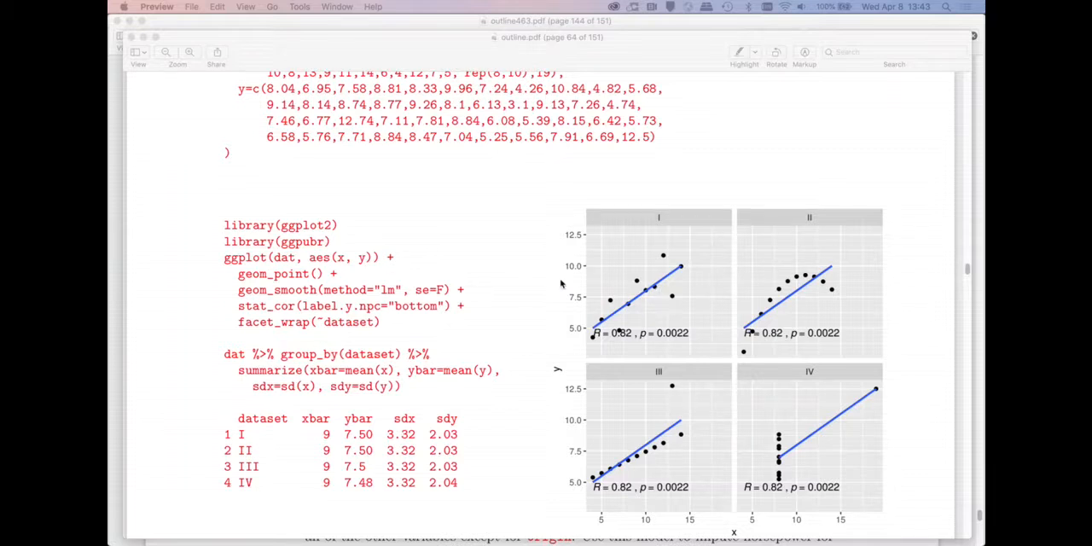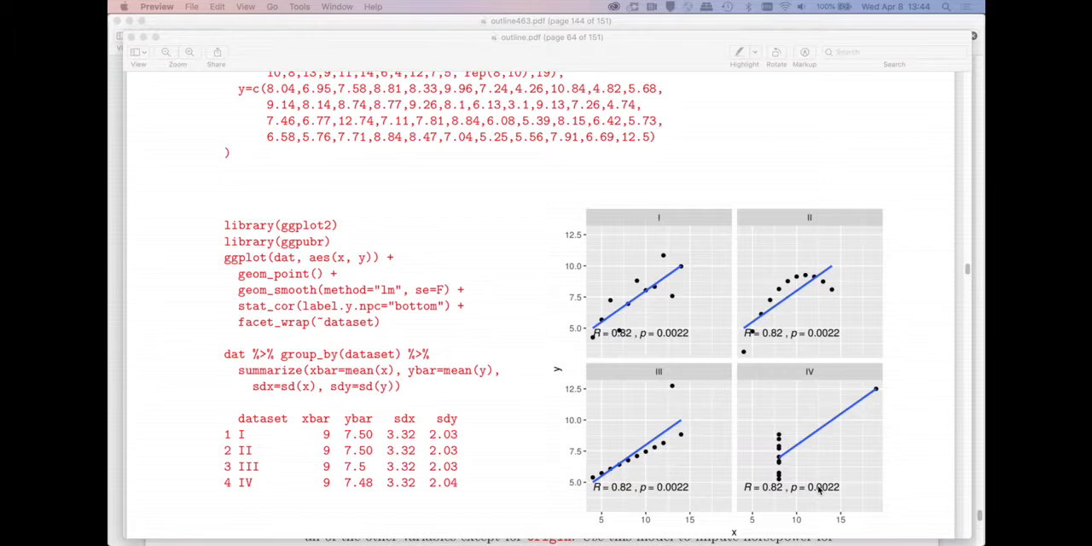The mean of Y is also equal in all 4 data sets to 1 decimal place. So they're not exactly equal, but really close to being equal. The standard deviation of X is the same. The standard deviation of Y is the same in all 4 data sets to, say, 1 or 2 decimal places. And I've superimposed the correlation coefficients on these plots using ggplot. You can see my code over here. And notice the correlation coefficients are all identical.